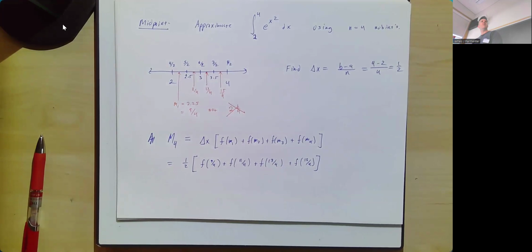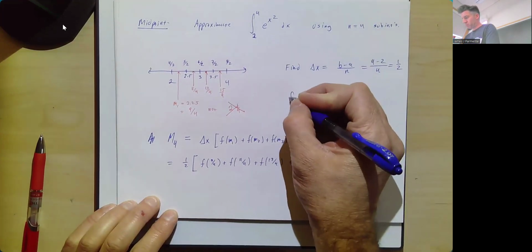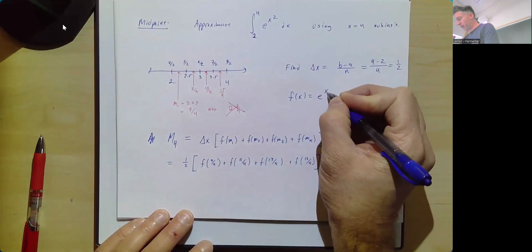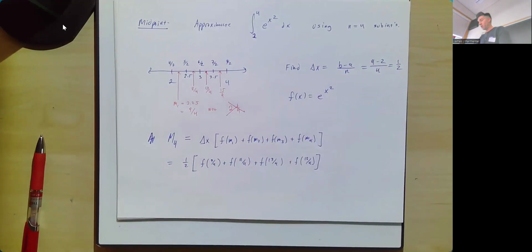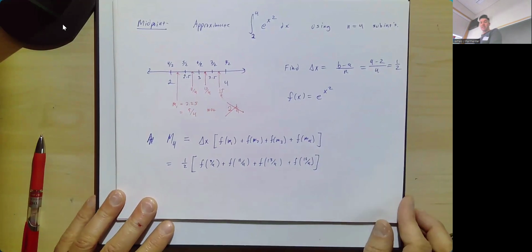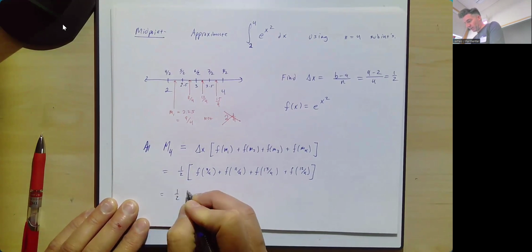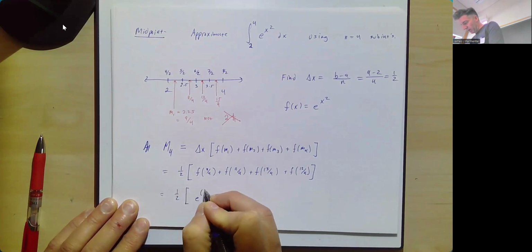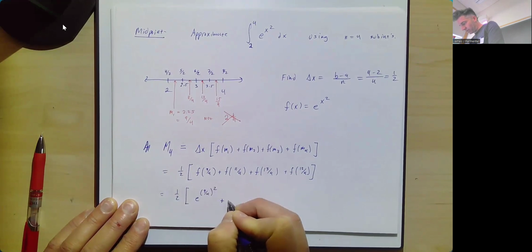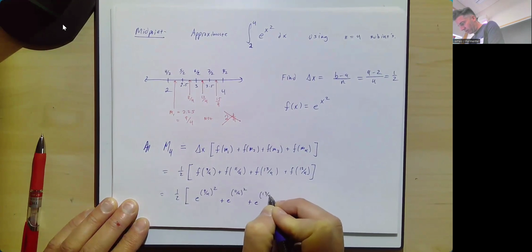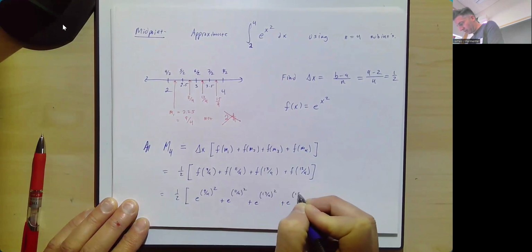What's my function? I can't leave it like this. I can't just write f of whatever. I actually use the function. It's the function that we're supposed to be trying to integrate, that we can't integrate typically. So again, if this is a test situation, here's where I'm going to stop. I'm going to write this as 1/2 times, it'd be kind of gross, e to the 9/4 squared plus e to the 11/4 squared plus e to the 13/4 squared plus e to the 15/4 squared.